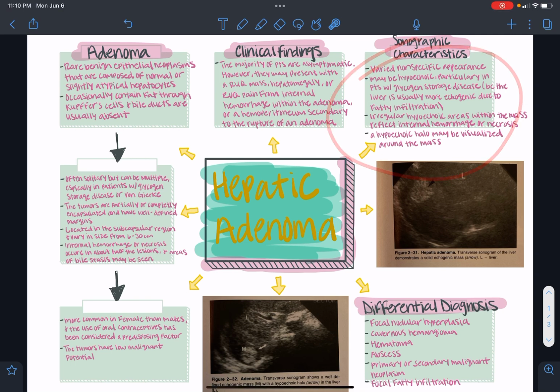Sonographic characteristics: varied nonspecific appearance, may be hypoechoic, particularly in patients with glycogen storage disease. This is because the liver is usually more echogenic due to fatty infiltration. Irregular mass, with hypoechoic areas within the mass reflecting internal hemorrhage or necrosis, and then a hypoechoic halo may be visualized around the mass.